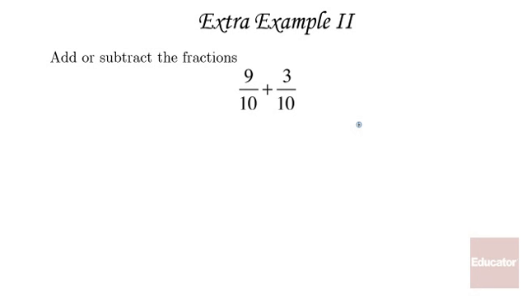My next example, 9 over 10 plus 3 over 10. Okay, so I'm going to take my numerators, add them together, so it's 9 plus 3, which is 12, over, now do not add your denominators, it's going to stay the same as a 10. So 9 over 10 plus 3 over 10 is going to equal 12 over 10.